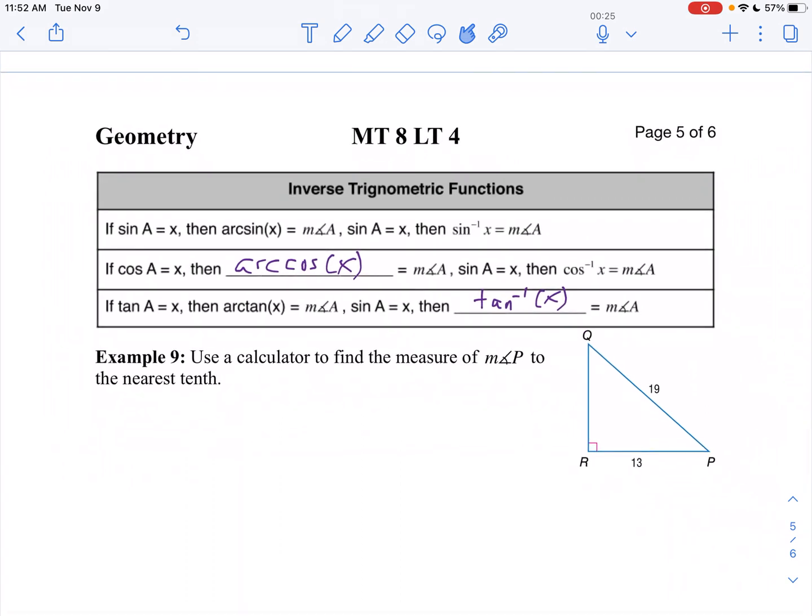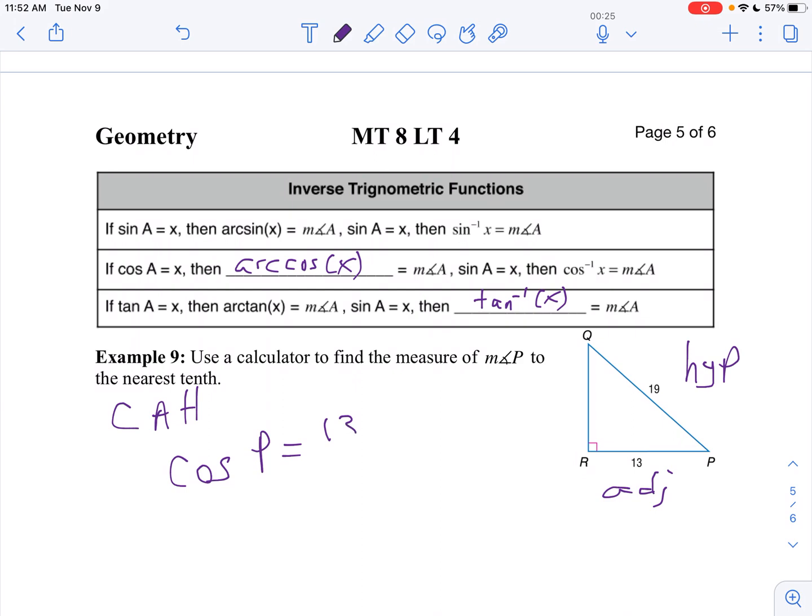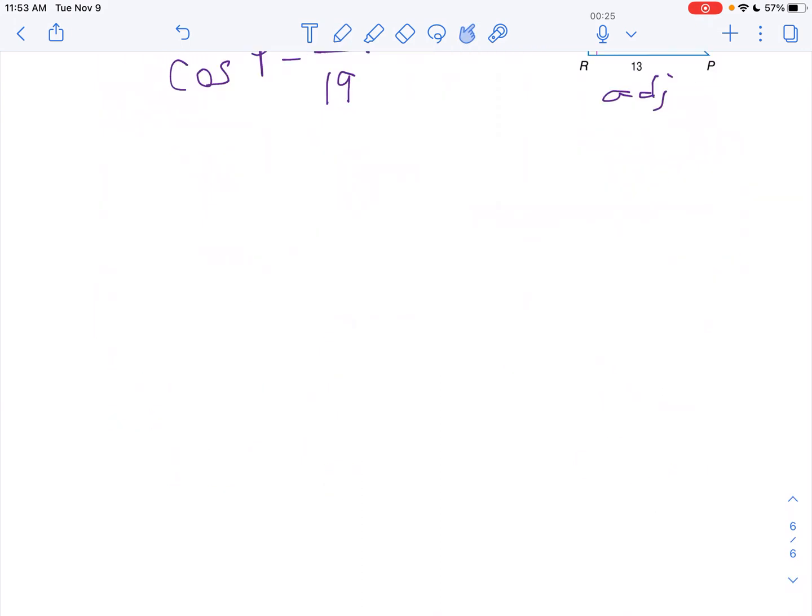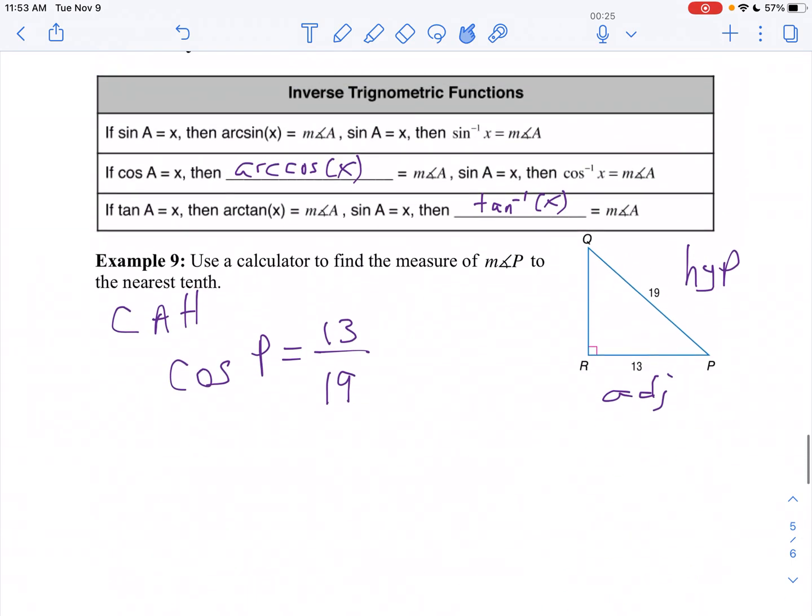I want to use my calculator, and I want to find the measure of angle P to the nearest tenth. So I look at angle P. Notice what I'm given. I'm given the adjacent side, and I'm given the hypotenuse. So in other words, I'm going to use cosine. So I'm going to say the cosine of angle P equals my adjacent, which is 13, over my hypotenuse, which is 19.